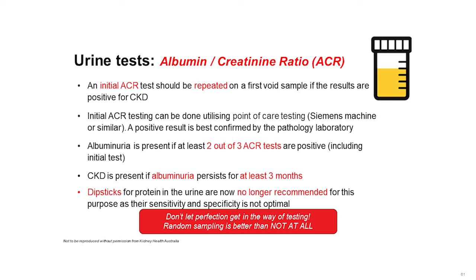And albuminuria is present if at least 2 out of the 3 ACR tests are positive, including the initial test. And CKD is present if albuminuria persists for at least 3 months. And dipsticks are no longer recommended as a screening test because the sensitivity and specificity are not optimal. Again, random sampling is better than not testing at all.